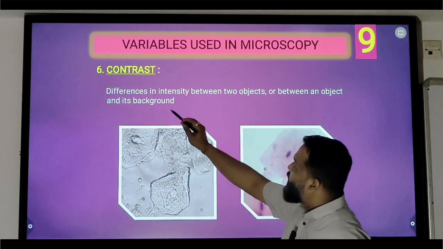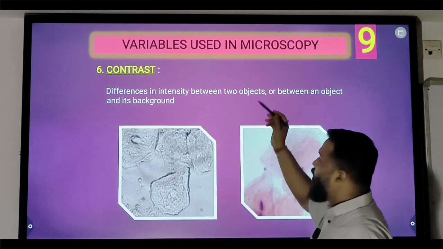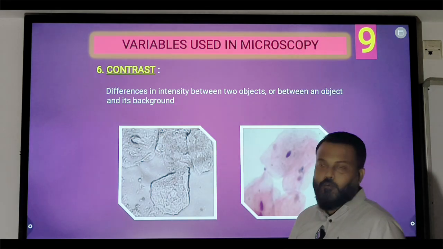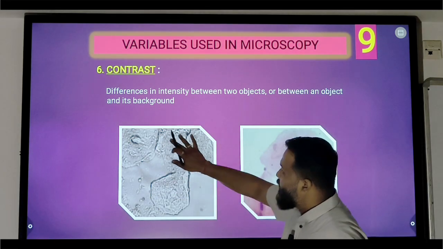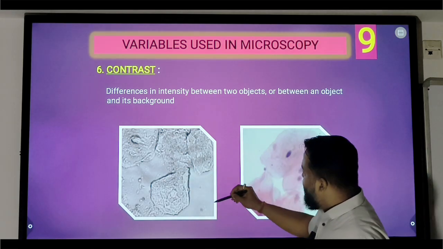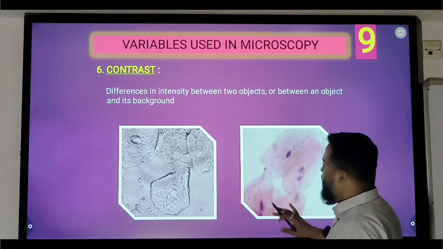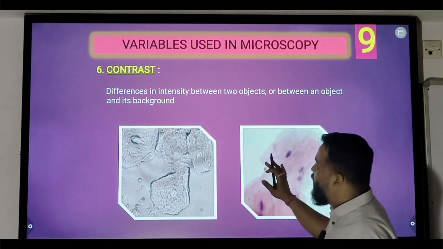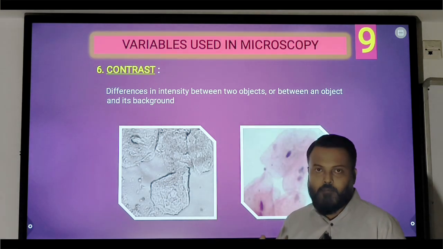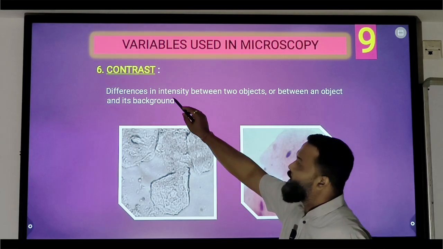So contrast is nothing but differences in the intensity. Intensity between what? Intensity between two objects, or between an object and its background. Now suppose in this case, this is an object that has been captured by a microscope. This is an image. Now if you enhance its contrast, then the image will look like this. And if you are reducing the contrast, then it will be even darker, right? So that is contrast. That contrast will come from the intensity differences.